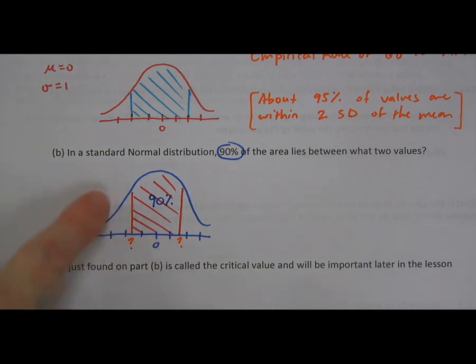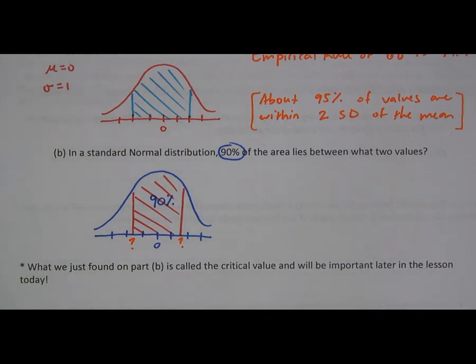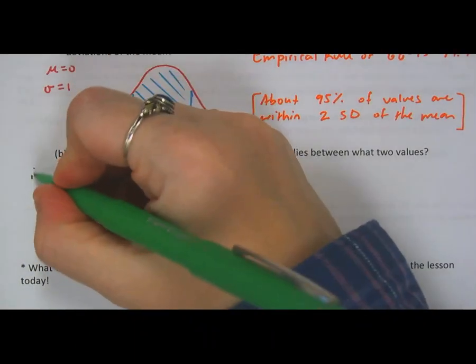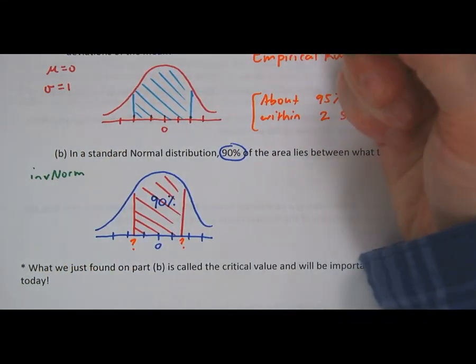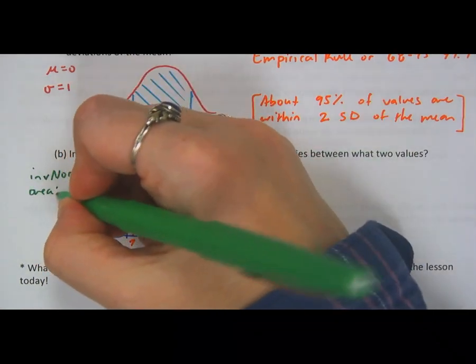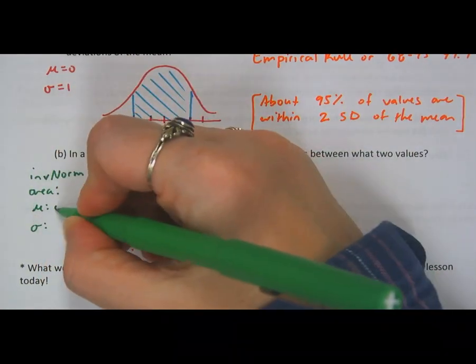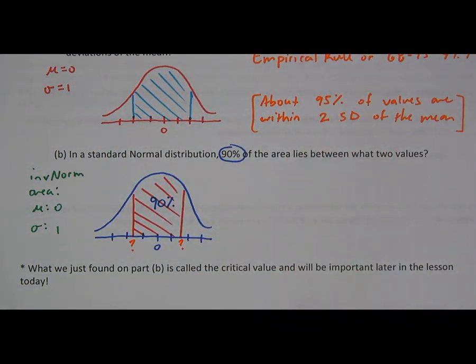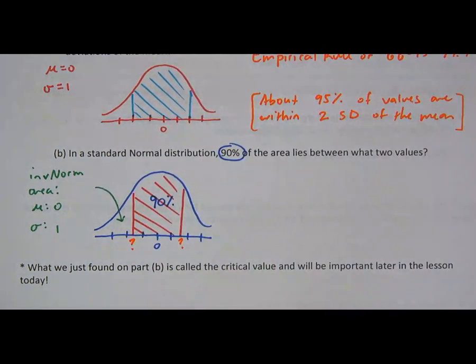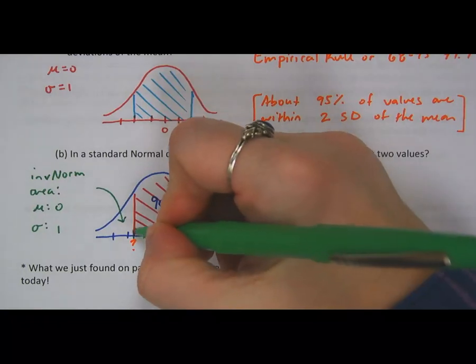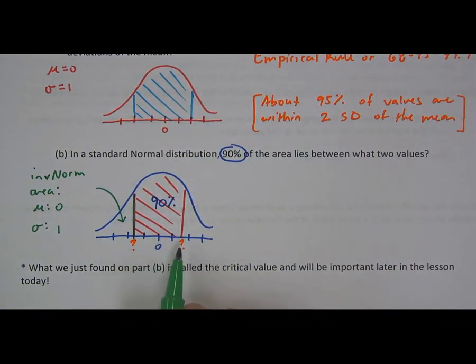So in this situation, where you're given a percentage or a proportion and you're having to find the values, that's when we use our inverse norm function in the calculator. Inverse norm. And when you're asked for inverse norm, it's going to ask for the area, the mean, and the standard deviation. We know mean and standard deviation are 0 and 1. Now, inverse norm, for the area, you always need to be typing in the area to the left of the critical value of interest. And since this has some symmetry to it, if I can find this negative value, then I know this will just be the positive version of that value.